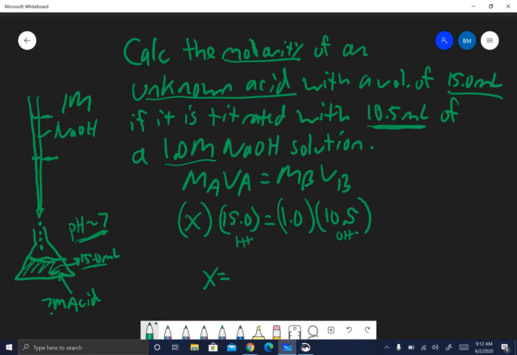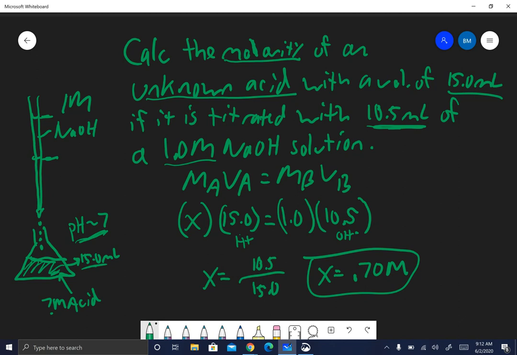1 times 10.5 divided by 15. So 10.5 divided by 15.0, X equals, and we're going to keep 2 sig figs, since 2 is the low number here. So 10.5 divided by 15, and I get 0.70 moles per liter. That is the answer to this question.